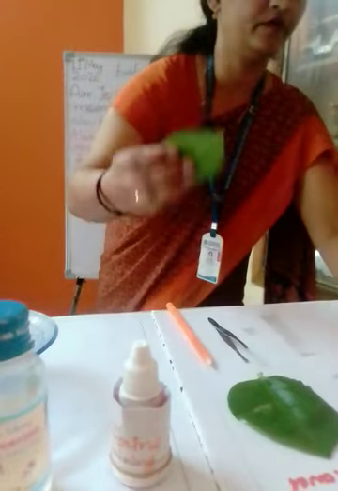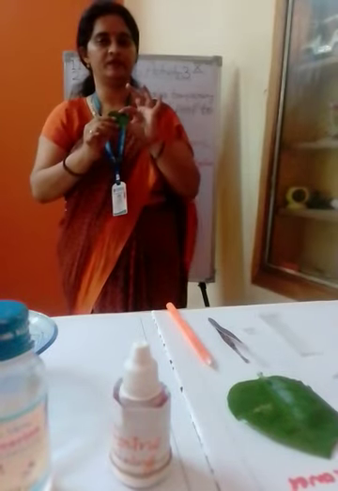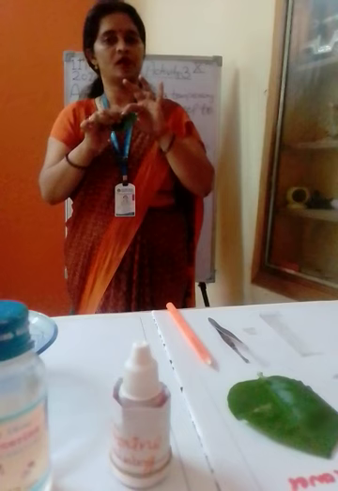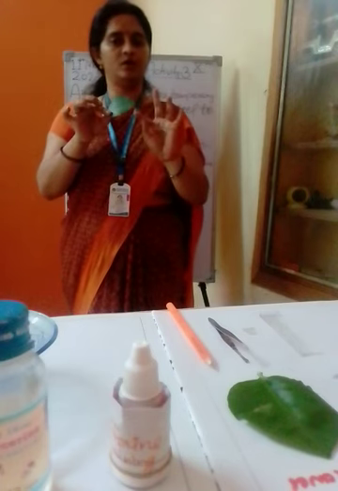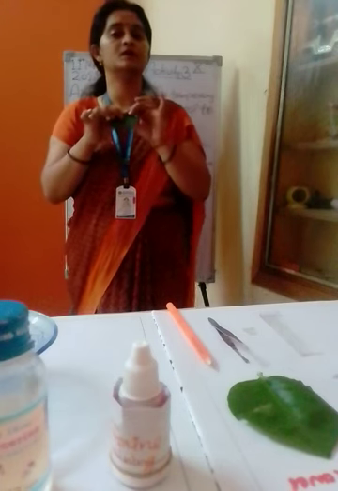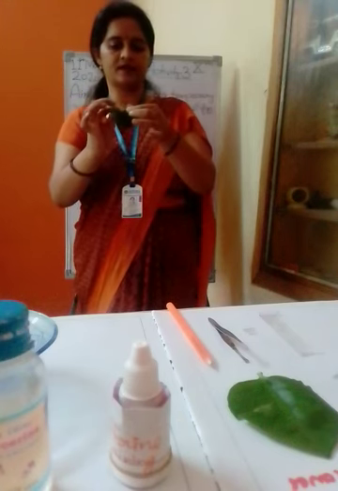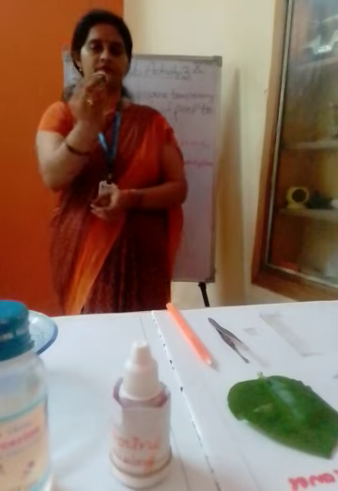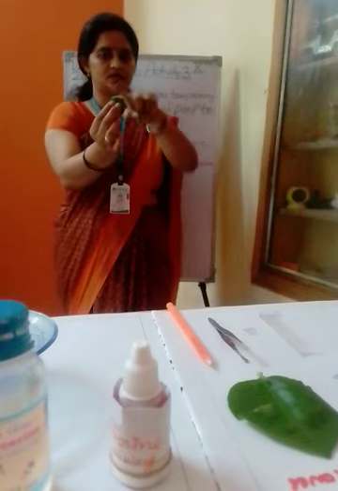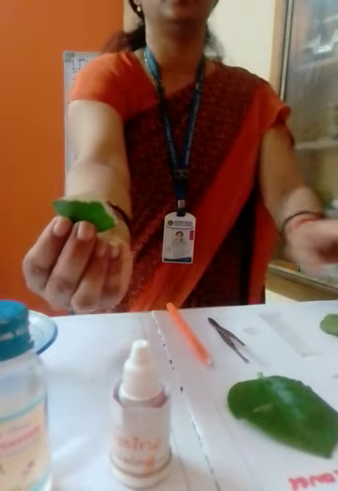First of all, we will take a Bryophyllum leaf. It's a thick leaf. Now this is the upper and lower surface. You can peel from the opposite direction. Now what will we get? We will get a transparent structure. Okay, look at that transparent structure.